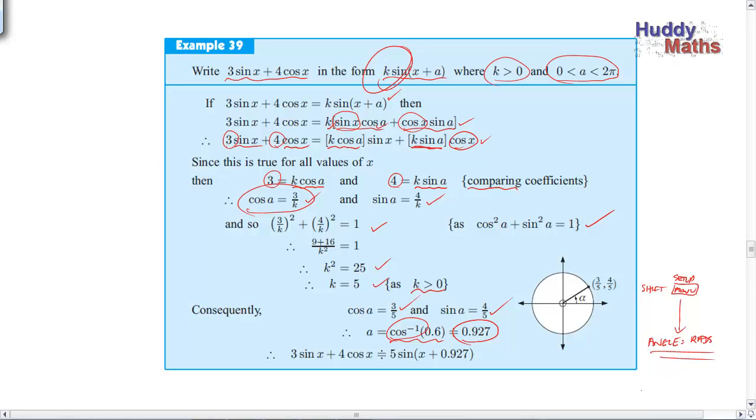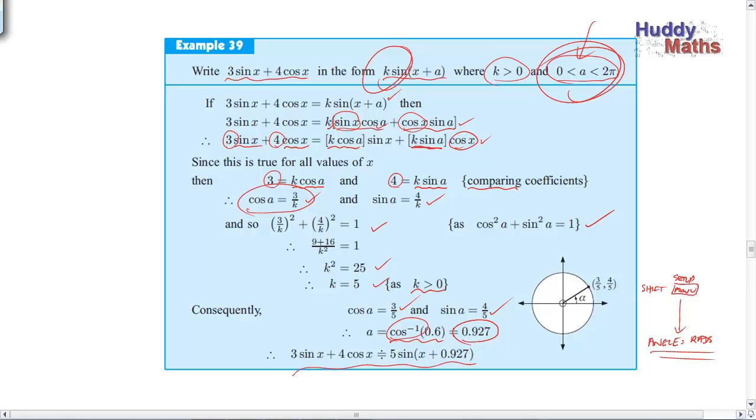Why radians? You might say, why can't I use degrees, Huddy? Well, have a look back up here. The domain of alpha was given from 0 to 2 pi. 2 pi means you're measuring angle alpha in radians. So therefore, there's our answer.